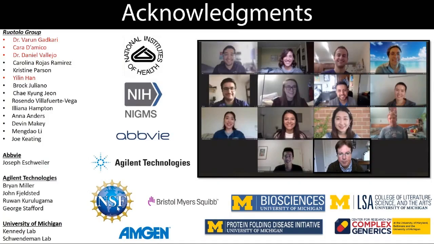Of course, our collaborators here from AbbVie, Joe Eschweiler, Agilent Technologies, including folks like Brian Miller, John Felstad, Ruwan Kurulugama, and George Stafford, have been key partners in developing the 6560 for these types of measurements. Our University of Michigan collaborators include the Kennedy Lab for those Cert 5 type screening measurements, and the Schwendeman Lab, who's been our partner for those infliximab type biosimilar measurements that I showed you.